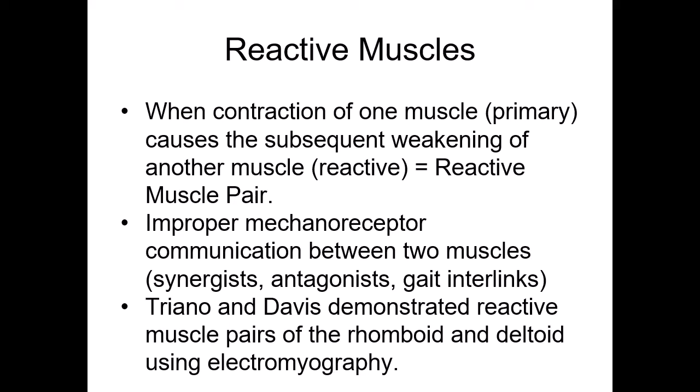Triano and Davis demonstrated reactive muscle pairs of the rhomboid and deltoid using electromyography. When contracted separately, the rhomboid and the deltoid muscles both had electrical activity. However, once the rhomboid was contracted, the electrical activity of the deltoid began to decrease. This means the rhomboid was the primary muscle, and the deltoid, which became weak, was the reactive muscle.